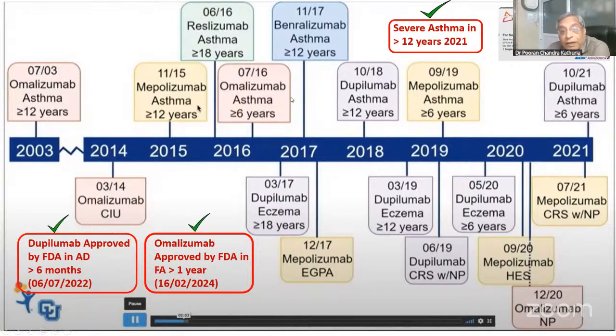In between came mepolizumab and benralizumab, anti-IL-5 and anti-IL-5 receptor. Recently, the FDA has approved dupilumab in a 6-month-old child in atopic dermatitis, and omalizumab has also been approved by the FDA in food allergy in a 1-year-old child.